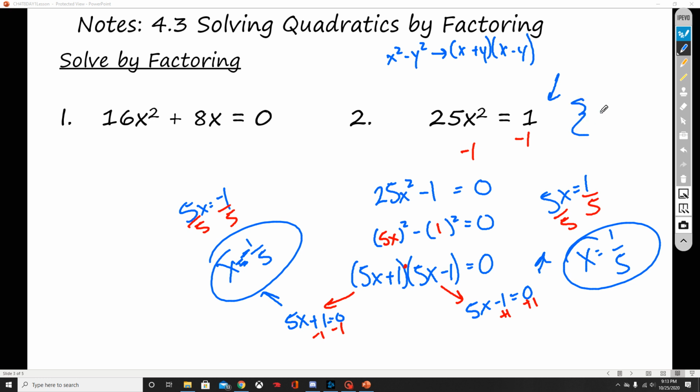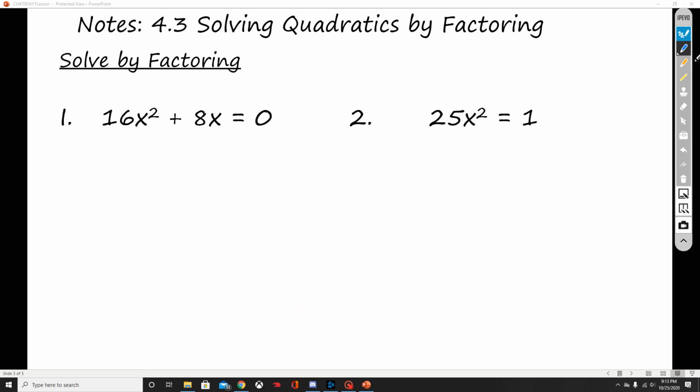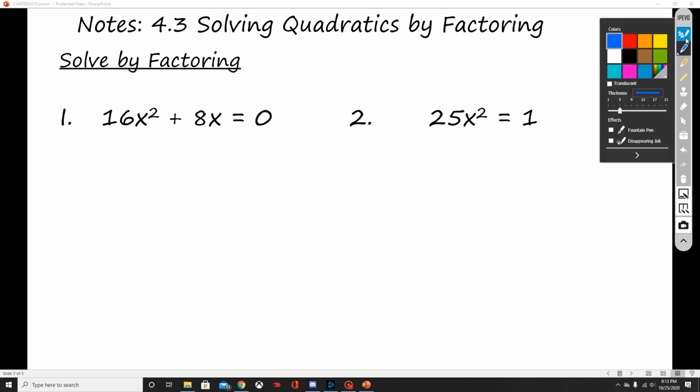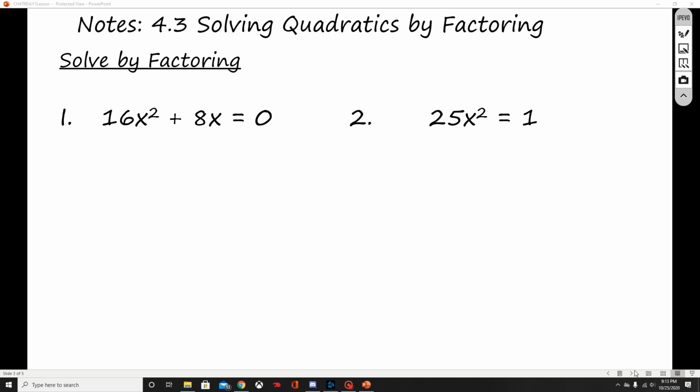Sometimes you may see this as a set of solutions. You may see it in these curly brackets. This just means that it's a set of solutions, such that our set of solutions includes negative 1/5 and positive 1/5. So you may see it like this as well. These answers are fine. This one's fine too. All right, let's look at some more.